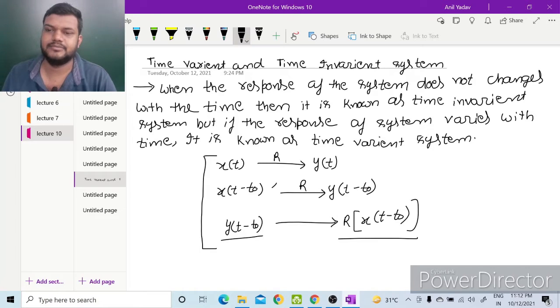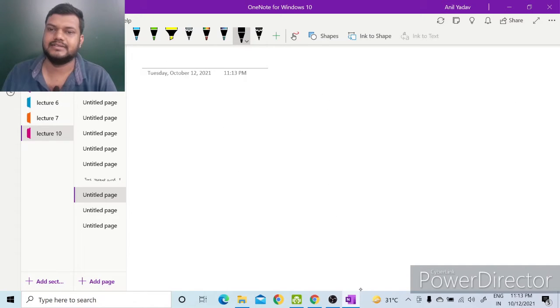If x(t) has response y(t), then the response of x(t minus t naught) is y(t minus t naught), and the response of x(t minus t naught) should be equal to y(t minus t naught). This is the delayed system, meaning we are delaying y(t) by t naught, and here we are giving the input as x(t minus t naught). If both are equal, then the system is said to be time invariant, otherwise the system will be time variant. So let us see one example.